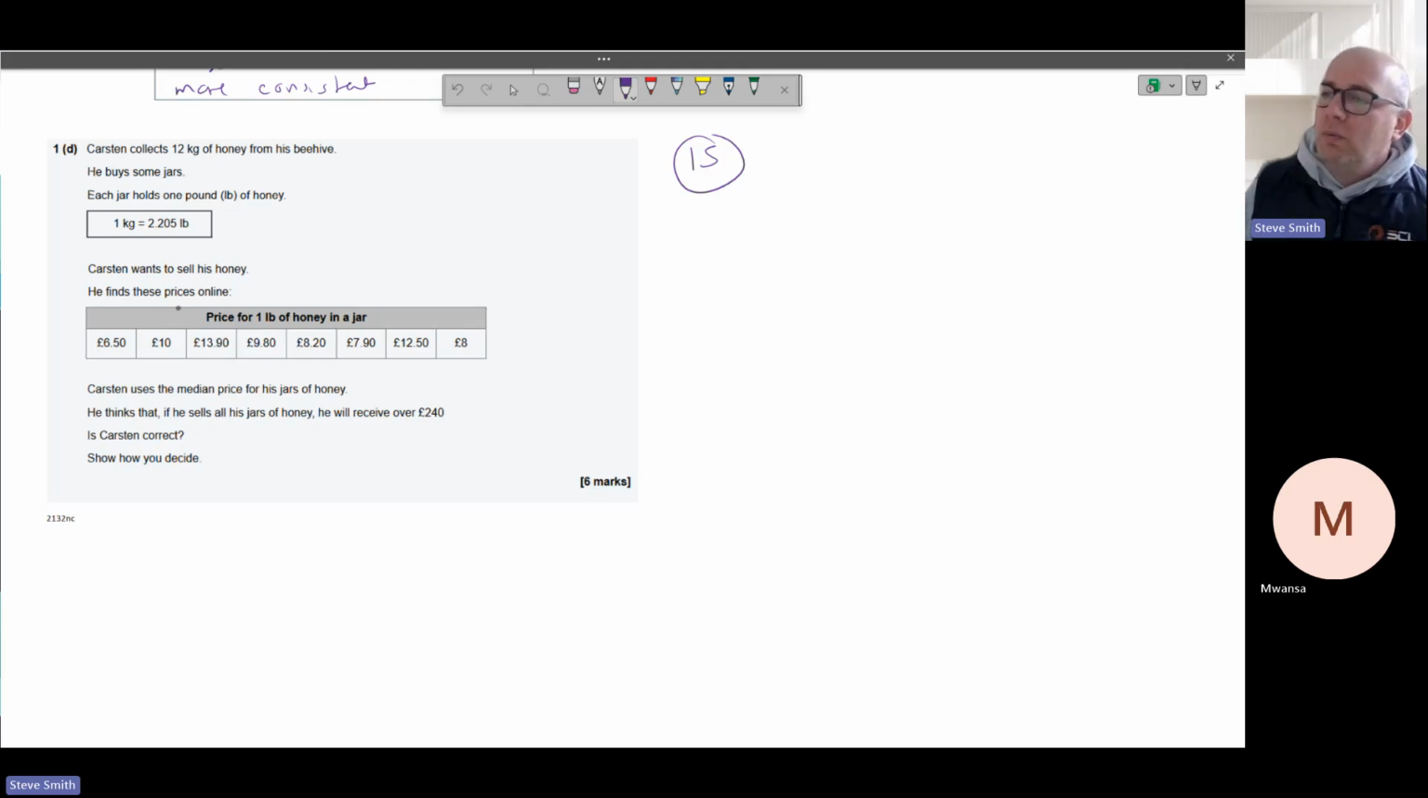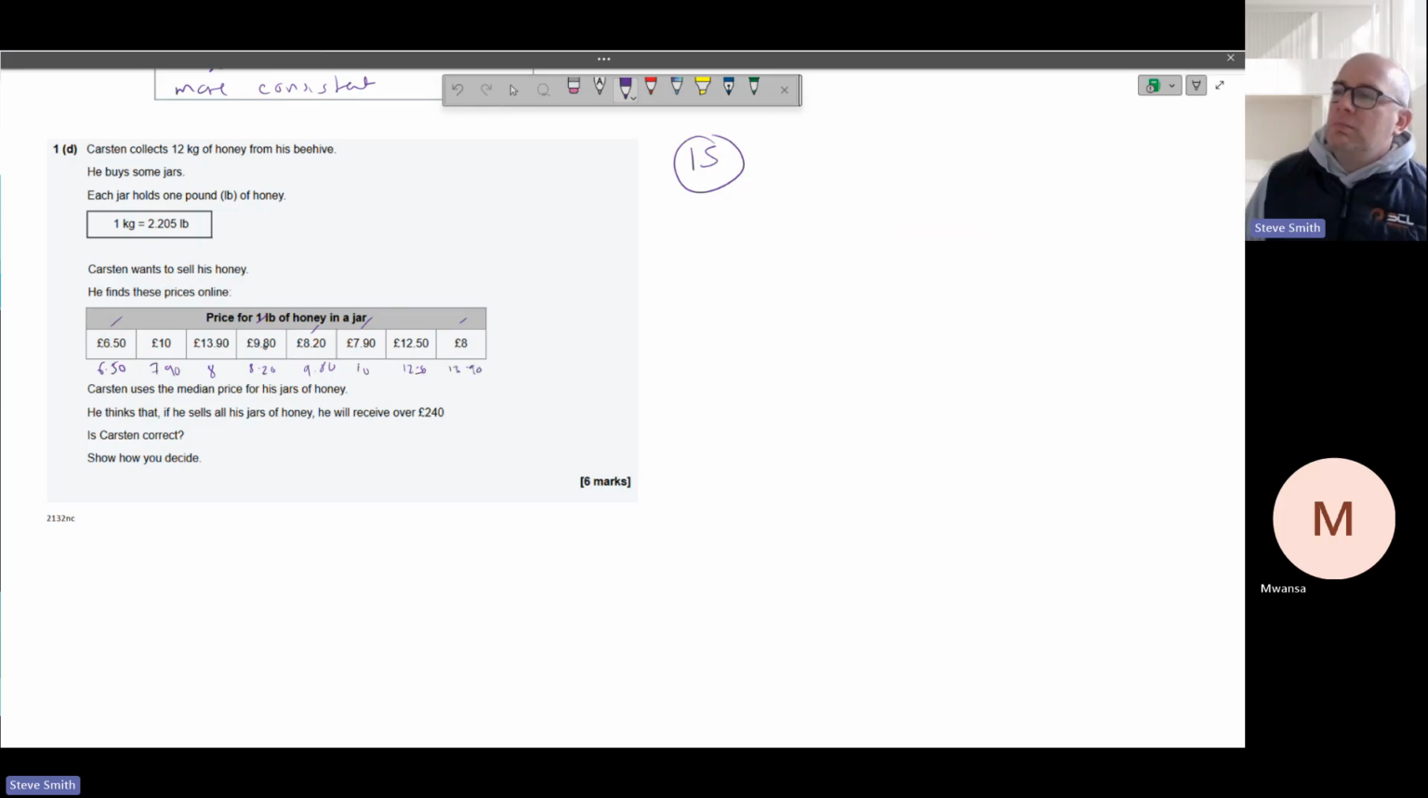So median. So we can do that bit first. It's worth 6 points. So median. Let's go smallest number first. That is the smallest number. And then we've got, so that's that one. 790. £8.20. 980. 10. 12.50. And then lastly 13.90.